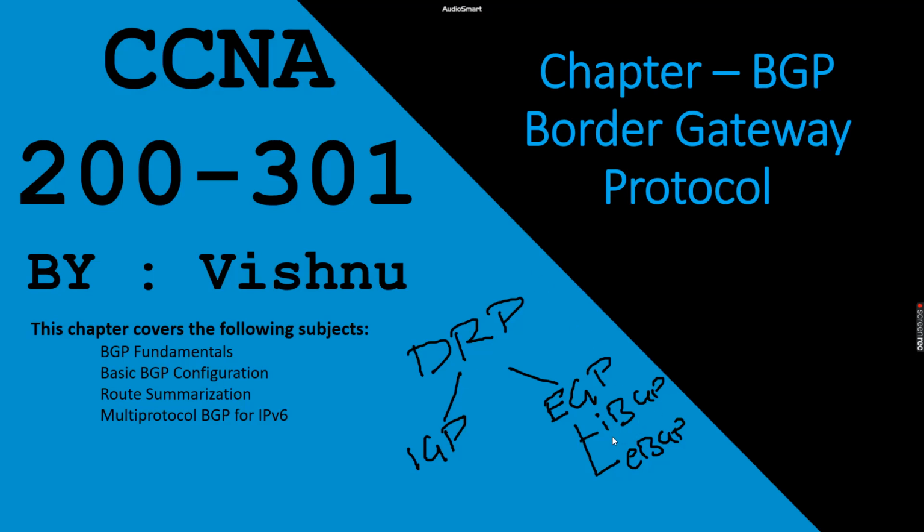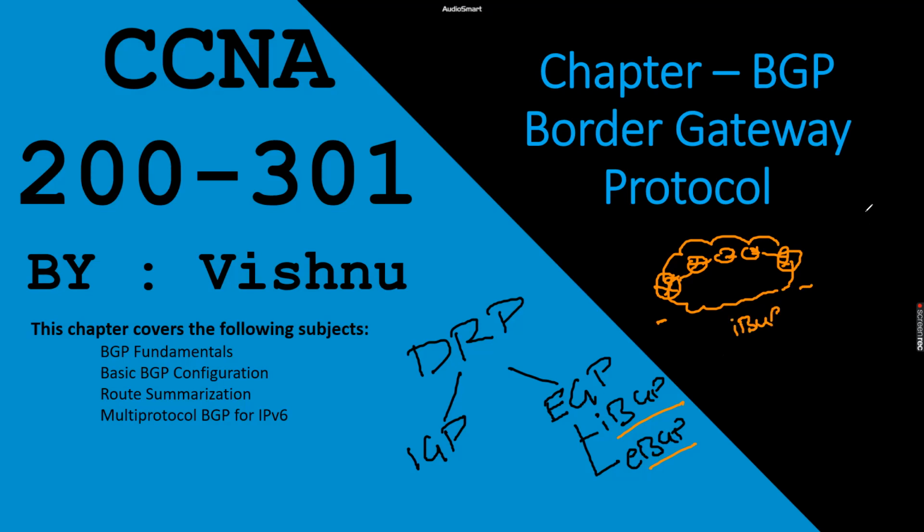IBGP expands to Interior Border Gateway Protocol. EBGP expands to Exterior Border Gateway Protocol. And the main difference between IBGP and EBGP is that IBGP is used to connect non-directly connected routers within one AS. So within one AS, if you want to connect R1 and R10, we use IBGP.